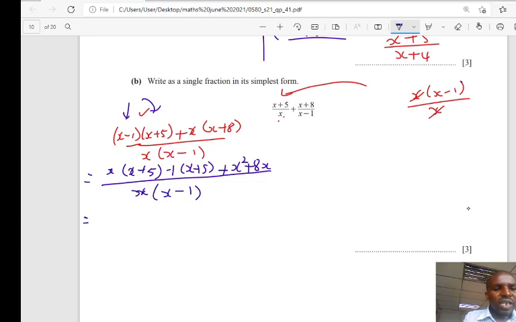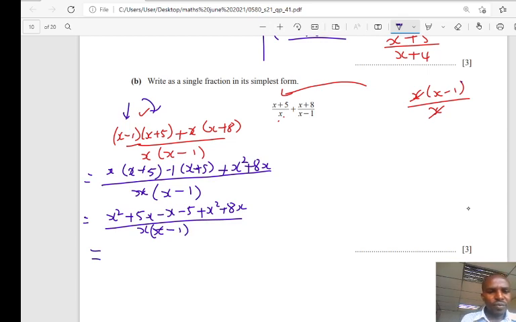Then next, remove brackets here, x squared plus 5x minus x minus 5 plus x squared plus 8x over x, then x minus 1. Simplify further, collect like terms, so you can simplify this one. It will be x squared plus 4x, 5x minus x, 4x, then minus 5 plus x squared plus 8x over x, then x minus 1.